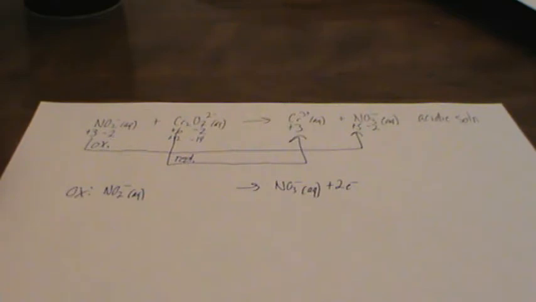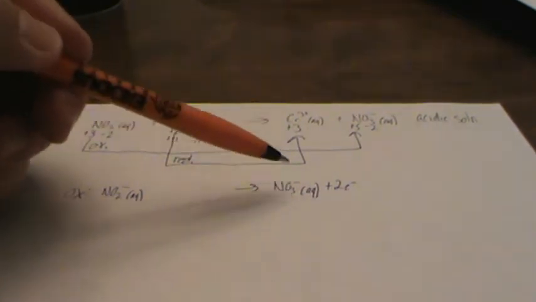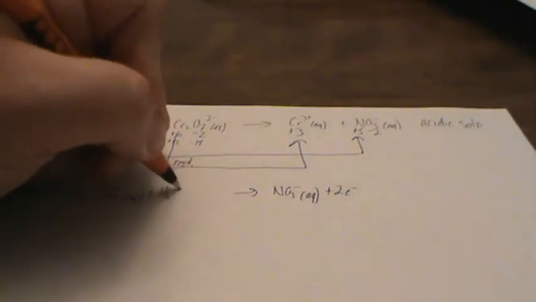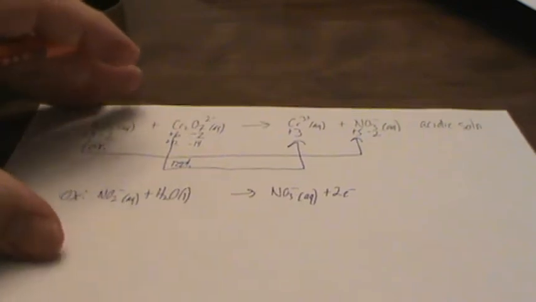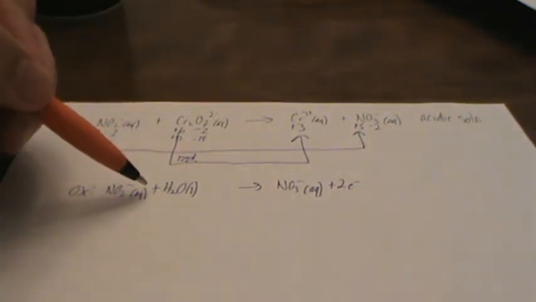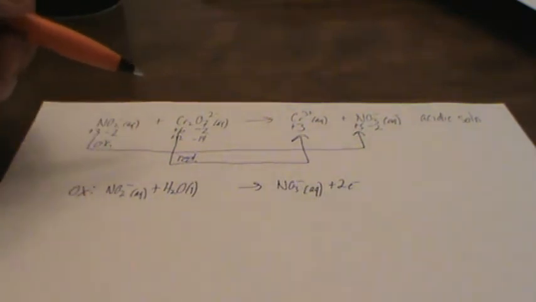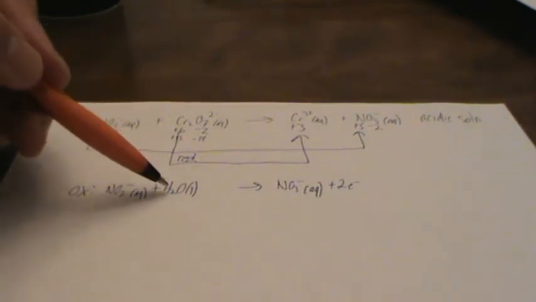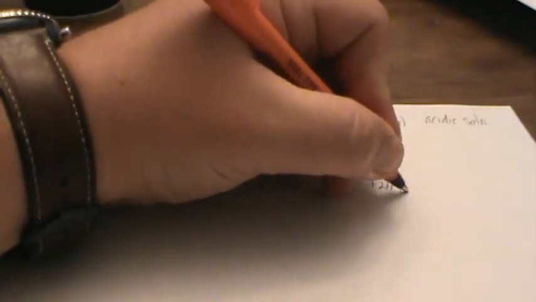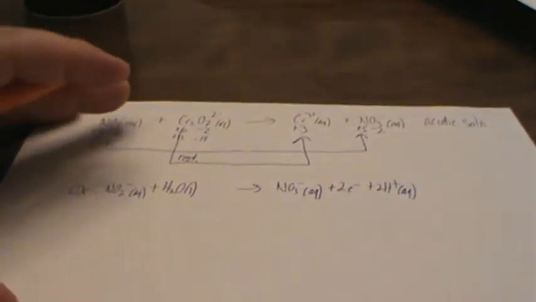Next step is balancing oxygens. Well, we have 2 oxygens on the left, we have 3 oxygens on the right. And the way that we balance the oxygens is we add in water molecules. So now we have 3 oxygens on the left-hand side. Then the last step for right now is balancing hydrogens. Well, we have 2 hydrogens on the left-hand side, we don't have any hydrogens on the right. And the way that we balance hydrogens is with hydrogen ions.